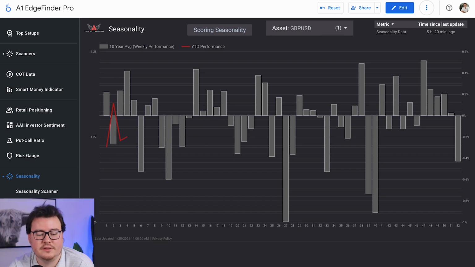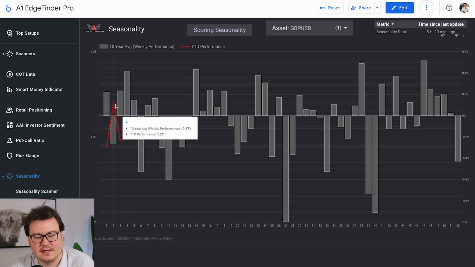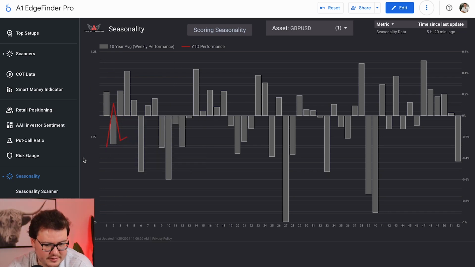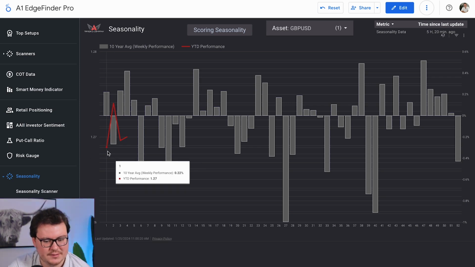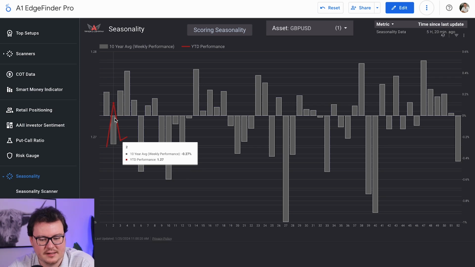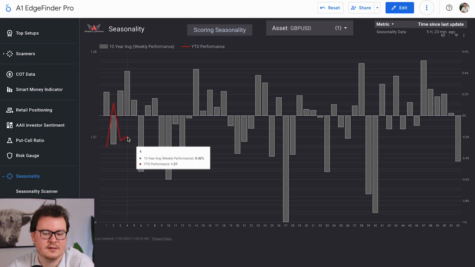But interestingly though, we can actually see our performance this year. This red line is actually what price has done this year, and so far it's done pretty much the opposite of historically what it does. So in the first week it traded down, in the second week it traded back up before trading back down, and now here we are in the 4th week of the month and we're trading back up.